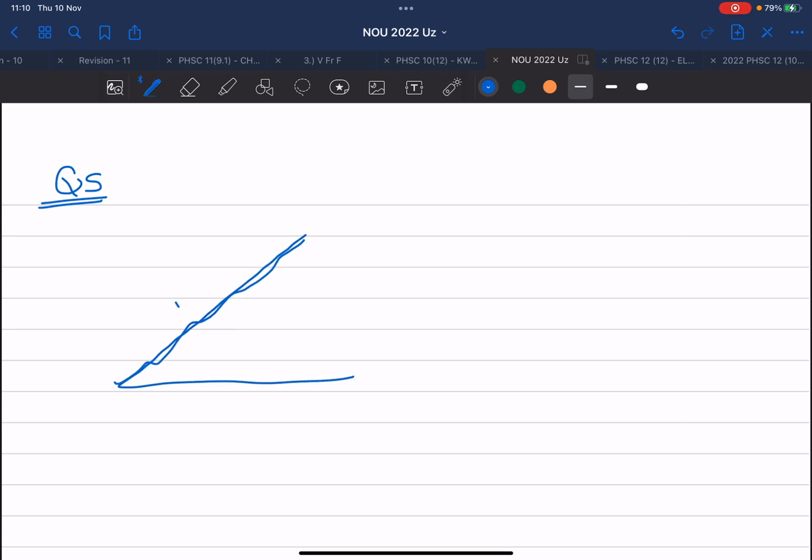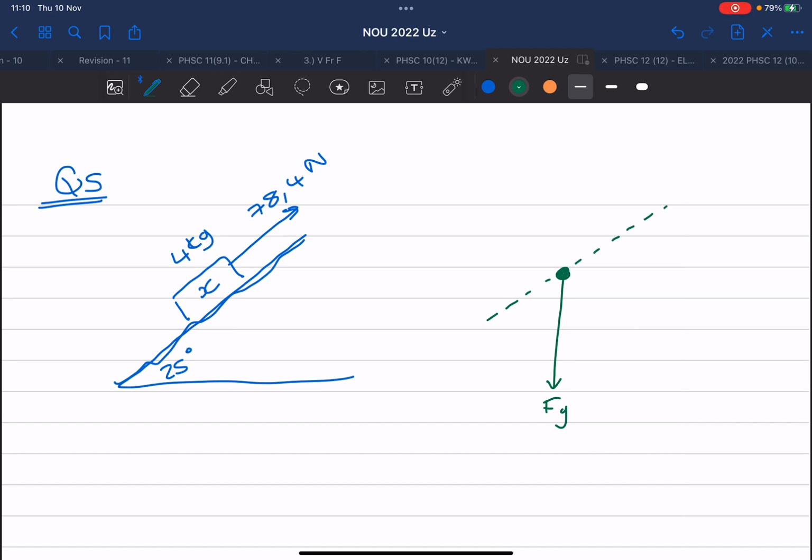So that there's friction, that is block X, 4 kilograms. There's an applied force of 78.4 newtons. And that angle is 25 degrees. Okay, nou gaan ek begin met my kragtediagram. Remember in this chapter I don't split it up into its two components. Ek het hier gravitasiekrag na die middelpunt van die aarde. There's my surface. I have normal force perpendicular to the surface.